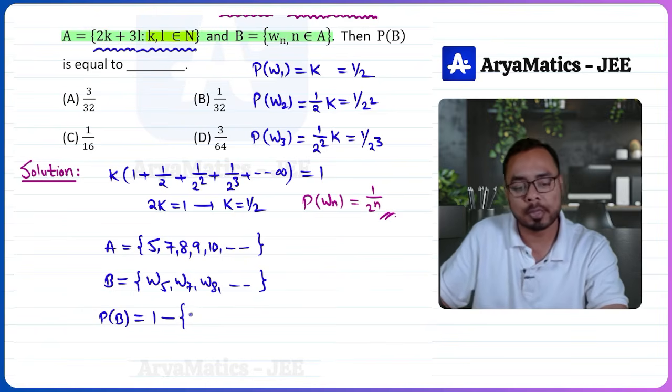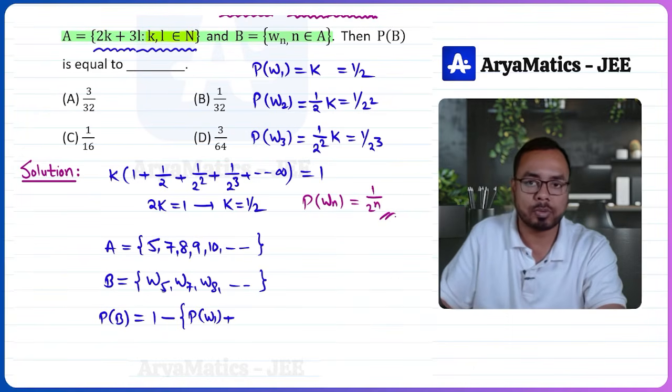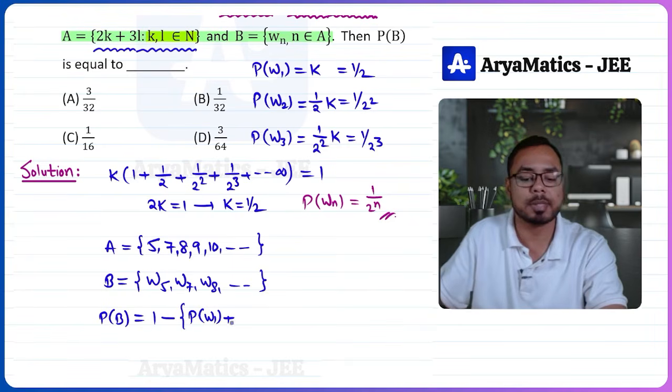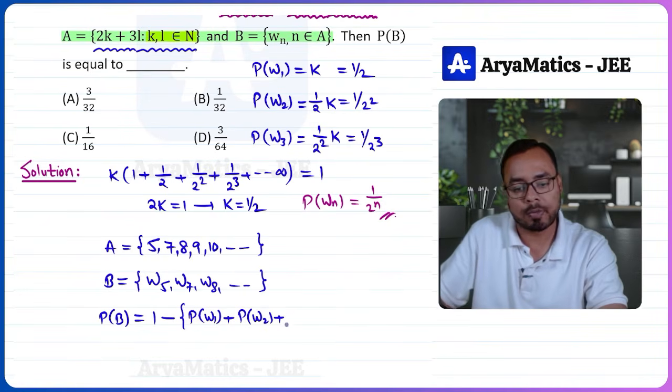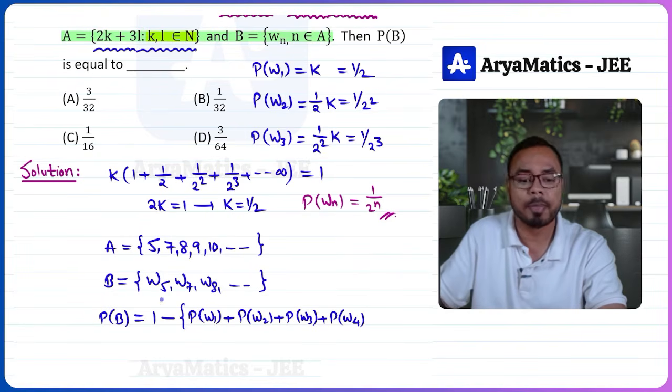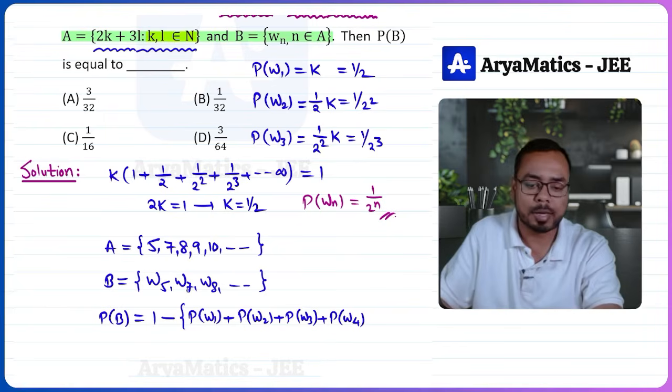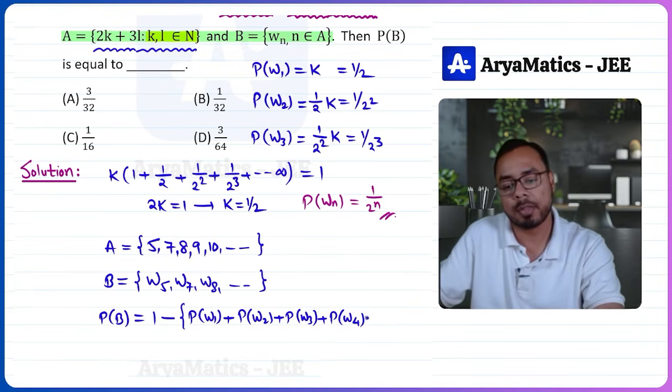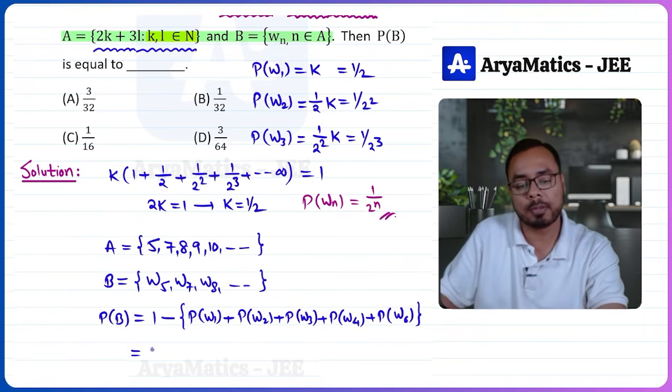So 1 minus the probability of omega 1, I mean 1, 2, 3, 4, those 4 terms are missing, and then 6 is missing. So the probability of event B will be 1 minus the probability of omega 1 plus the probability of omega 2, probability of omega 3 plus probability of omega 4. 5 is there, and starting from 7 up to infinity we have all the terms, but the term 6 is missing, so probability of omega 6. So this should be the probability of event B.